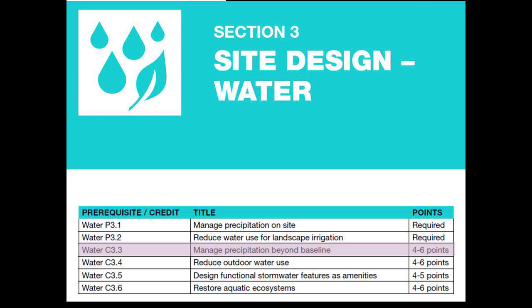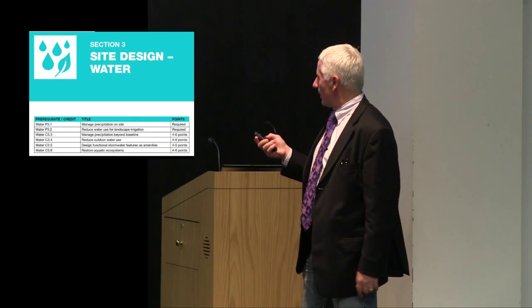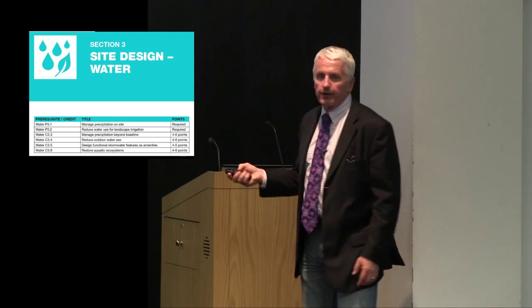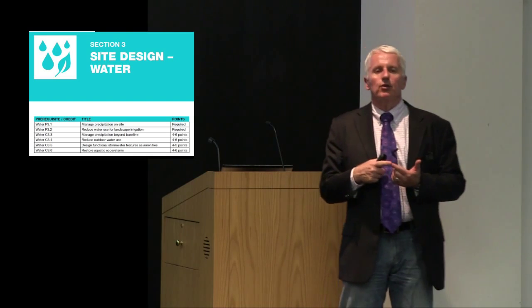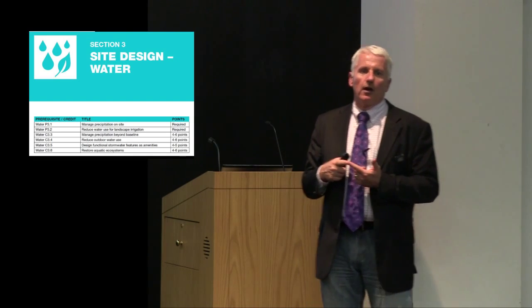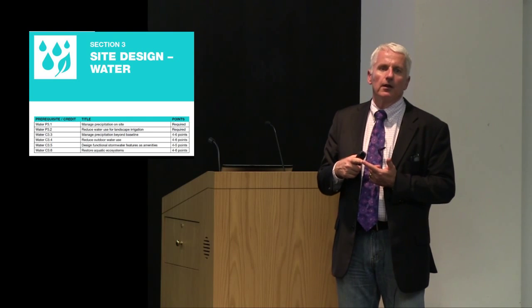And then the first credit is to manage precipitation beyond that baseline. So basically to go beyond that minimum requirement and to slow, cool, cleanse, and infiltrate more rainwater than that minimum standard. And actually, within that credit, you can see there are 4 to 6 points. So 4, 5, or 6 points, depending upon what. And the way that it's measured is the percentage of a typical rainfall event.